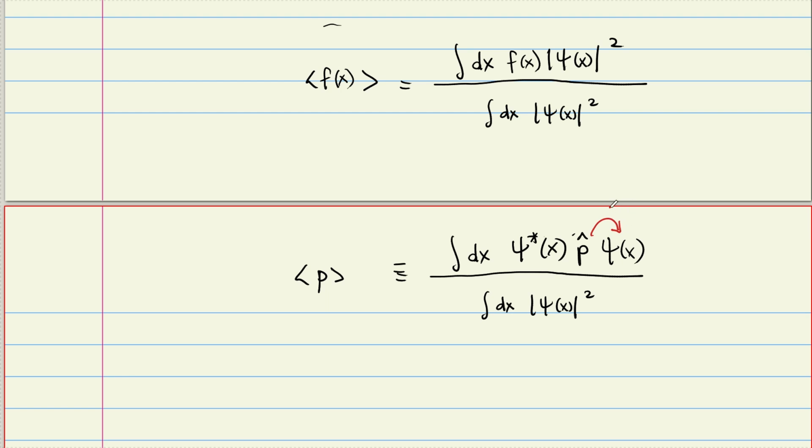Yes. What is p first? In the first hour we identified p with this minus i h bar del del x. In that sense, if I take the derivative of an integral which is 1, it is going to be 0. That's why that derivative should be in between psi star and psi to have a meaningful result.